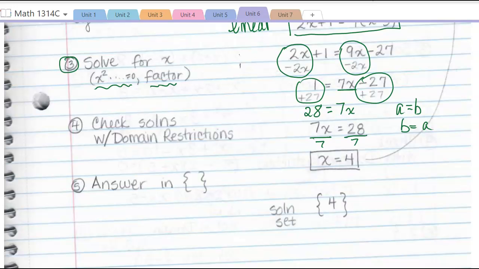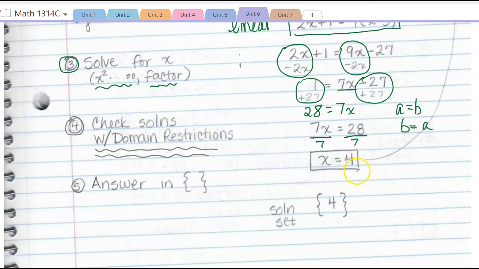For step number 4, our job is going to be to check our solutions. Now there's two ways of checking. One is to go on ahead and plug in x into our original equation and see if it makes the statement true. But sometimes we also need to take a look at our domain restrictions, because what if we found an answer that was not in our domain? That means our function would be undefined. So that's the reason why it's very important now more than ever to check your answers. If not, make sure you check with the domain restrictions.